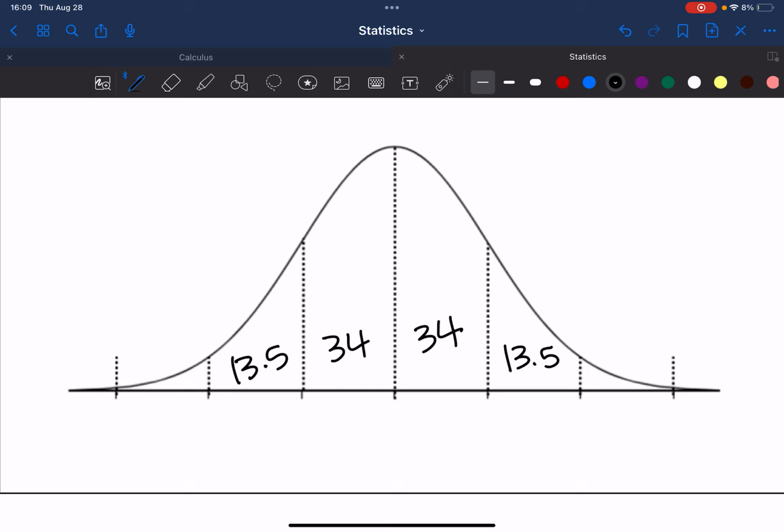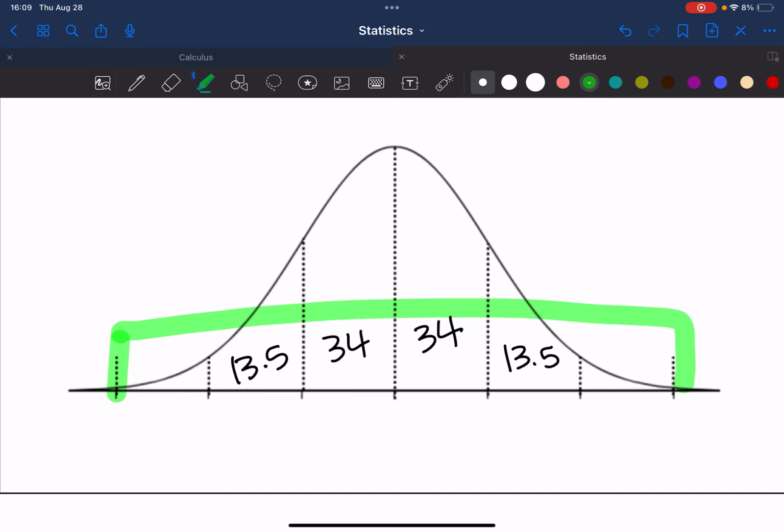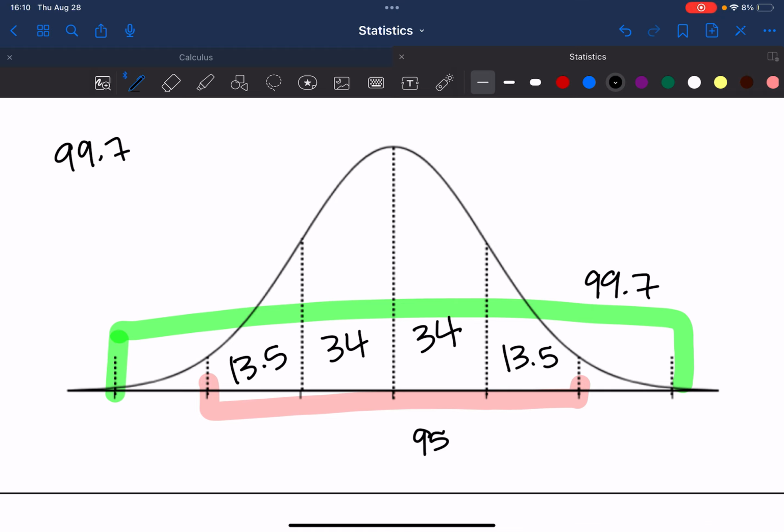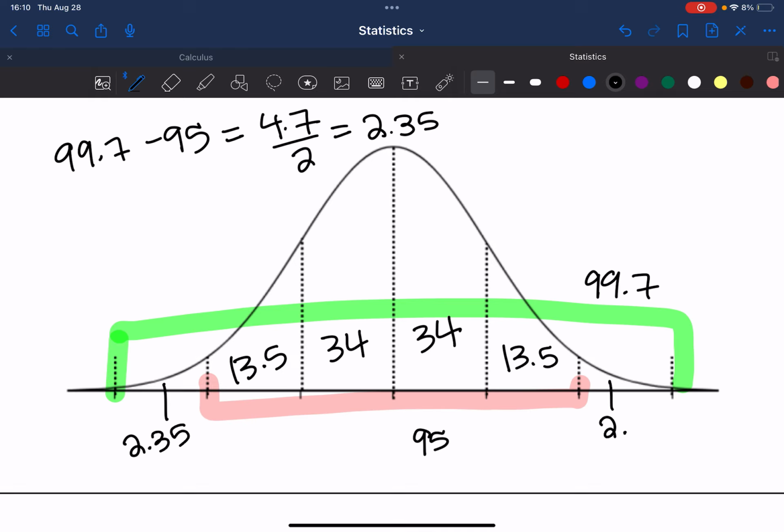I still need to find the two tail ends. Well, I know that the third standard deviation is 99.7%. I also know that the second standard deviation is 95%. So I could do 99.7 minus 95, and this would give me 4.7, and then divide it by 2 because it's symmetric, and I get 2.35%. So now in these areas, I know that this is 2.35.